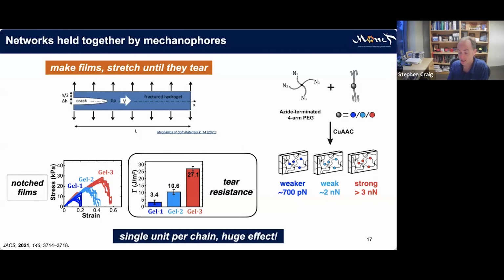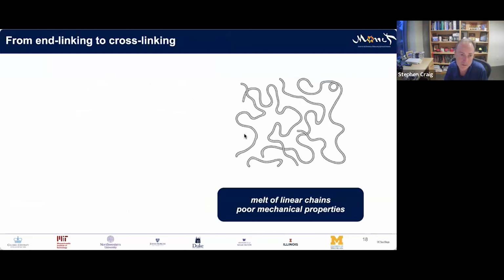It's large enough actually that I've done the blind test myself in the lab, gone into lab, and I can tell which of these networks is made from which material, right? And it all is coming just by embedding a single mechanophore, a single reactive group into each of the polymer chains. Okay.